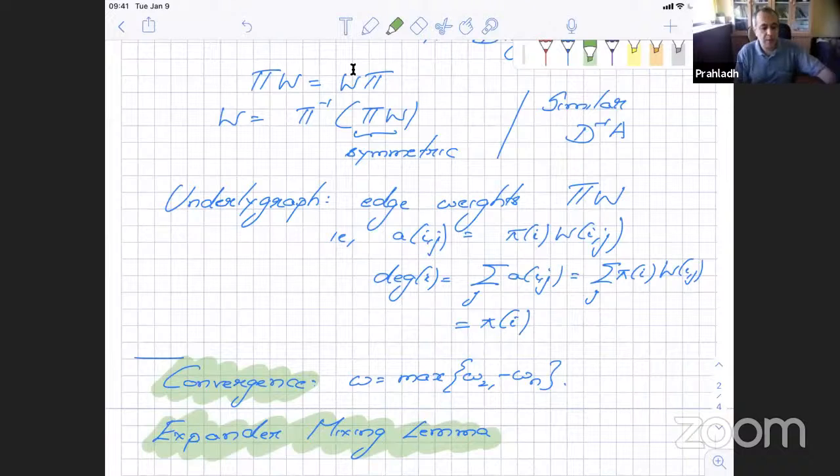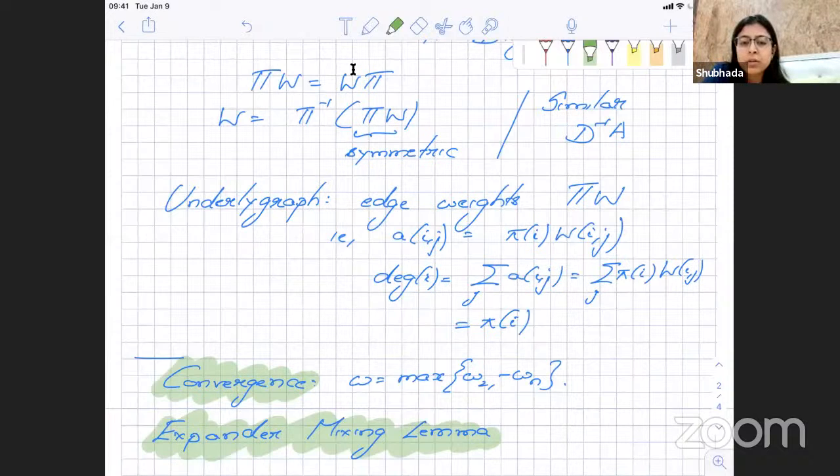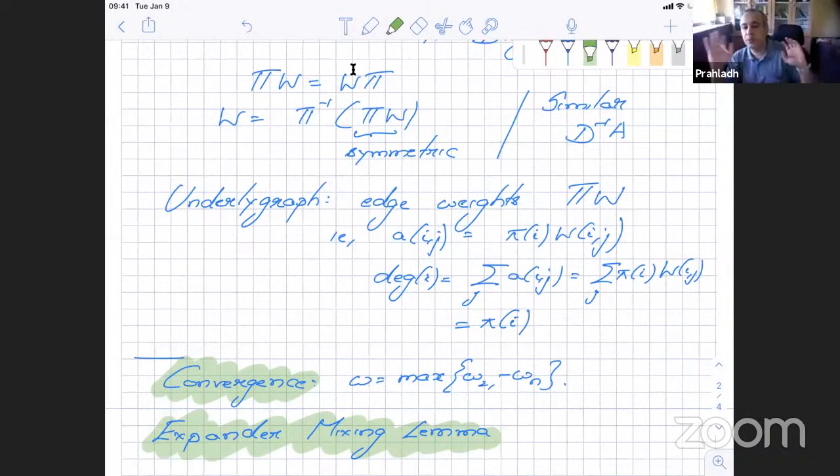Yeah. So aperiodicity is a more generic definition, but over here, if omega n is greater than -1, that implies aperiodicity. And omega 2 not equal to 1 is for connectivity, for the stationary distribution being unique.